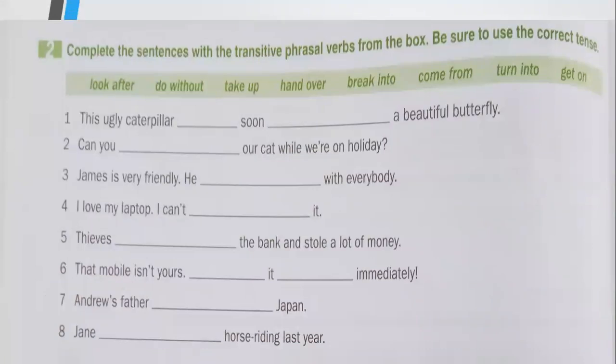The second activity, complete the sentences with the transitive phrasal verbs from the box. Be sure to use the correct tense. Here you are going to know that all the phrasal verbs in the box are transitive phrasal verbs. Let's start with their meanings.